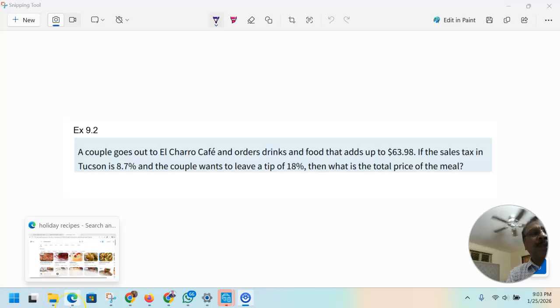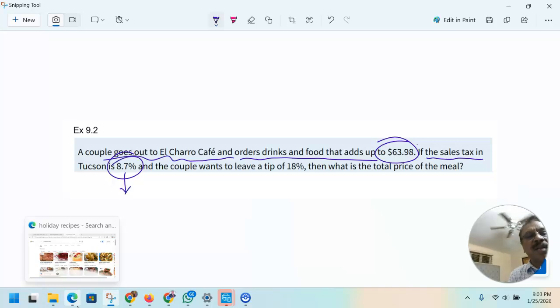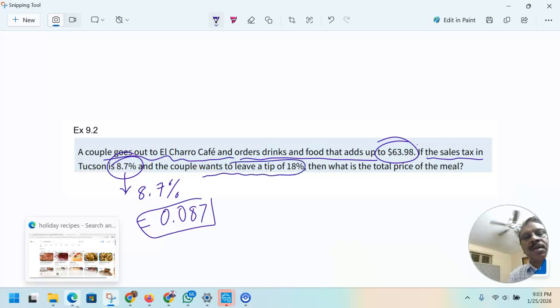Look at the next one. A couple goes out to a cafe and orders drinks and food. The total bill is 63.98, and it says the sales tax is 8.7%. The moment you see the sales tax, you have to do this quickly: that's 0.087. And they want to leave a tip of 18%. What is 18%? It is 18 over 100, and this will be 0.18. And then what is the total price?